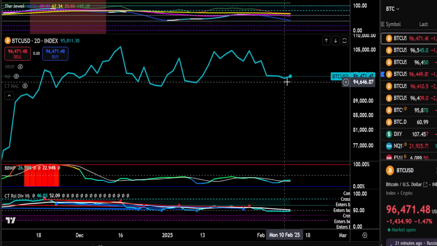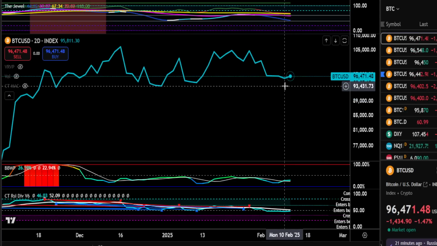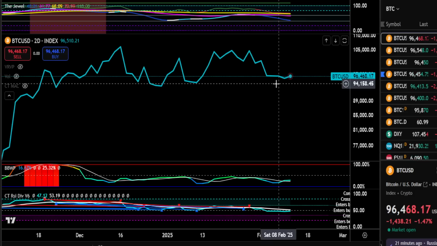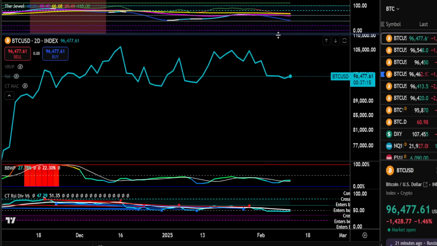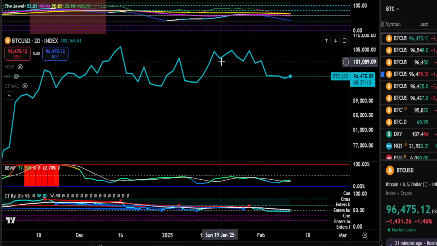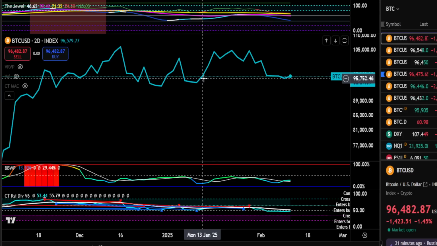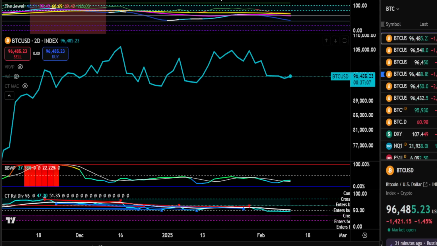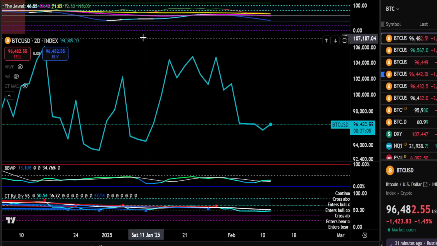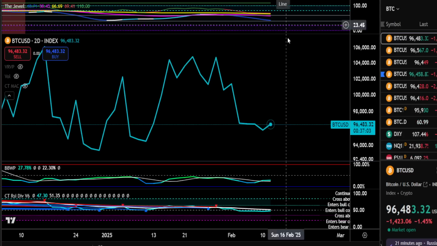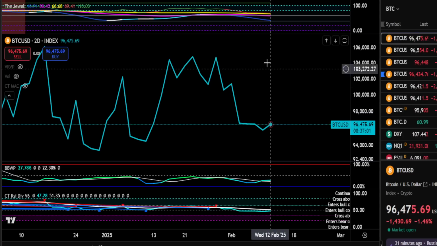So what does that imply? It implies that we really don't expect to see Bitcoin below, on a closing basis, about $93,000. It can get a wick down around there. That's fine. Just don't want to see closures below there because that does start to call into question a lot of things.